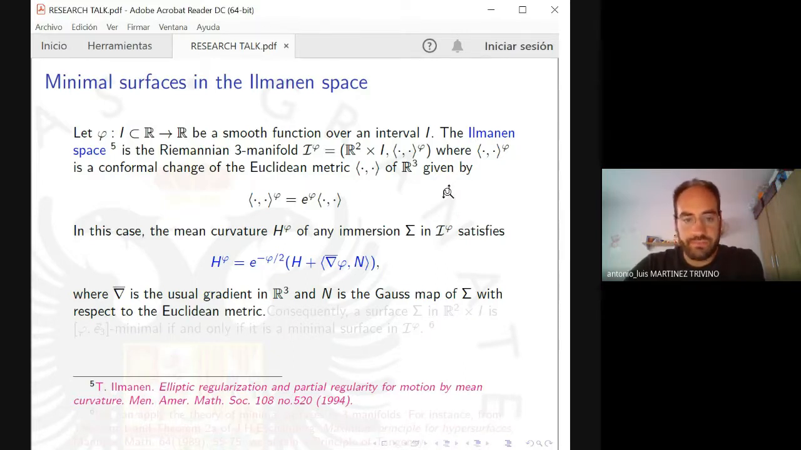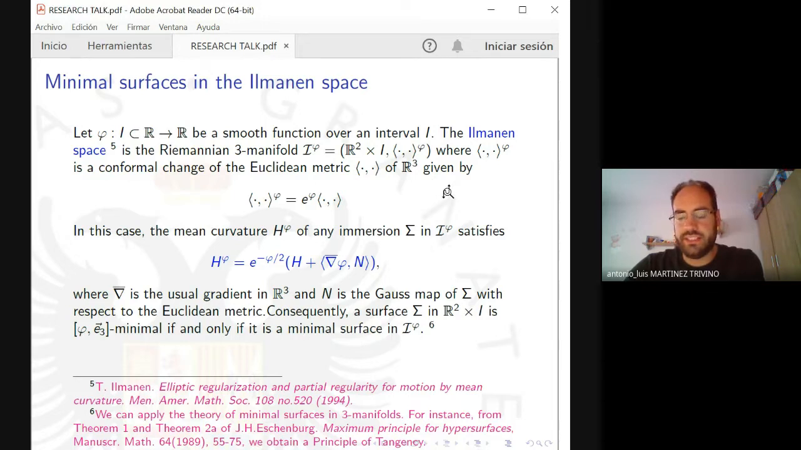Consequently, a surface sigma in R2 cross I is phi3 minimal if and only if it is a minimal surface in the Riemannian space. The property of being minimal will be present throughout this talk. For example, from a work of Eichmair, we can recover the classical maximum principle for minimal surfaces in Riemannian three-manifolds. Okay?